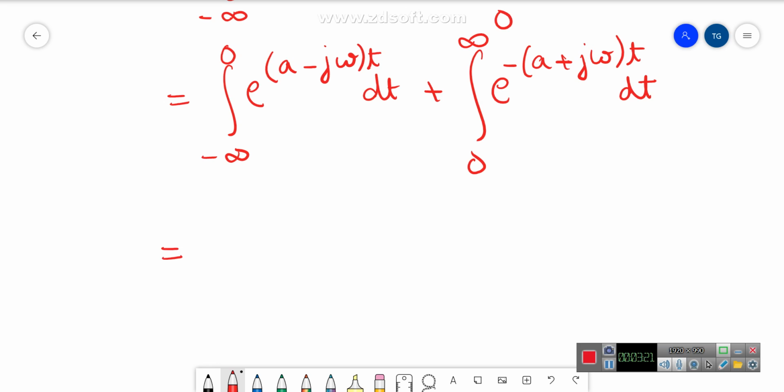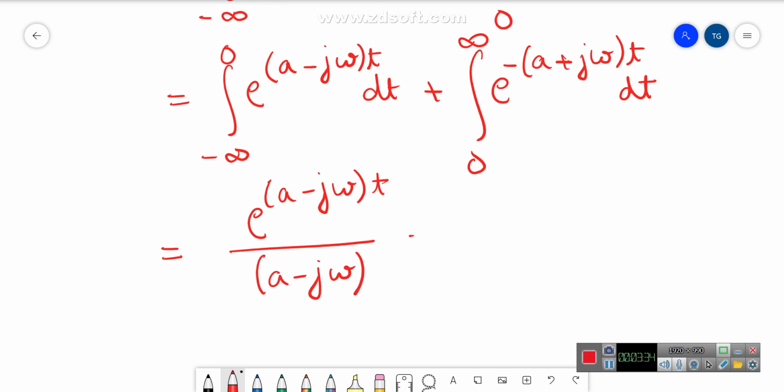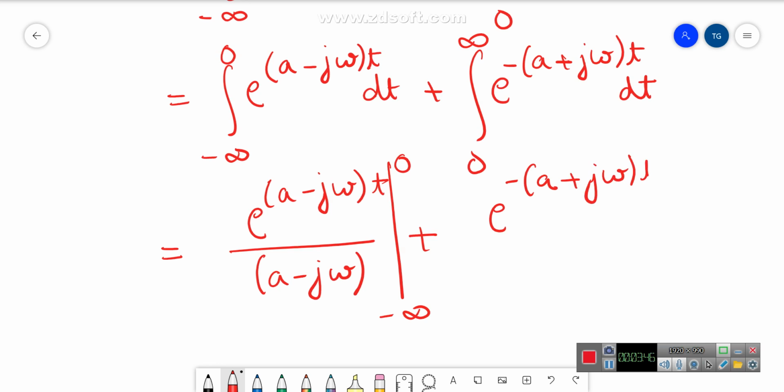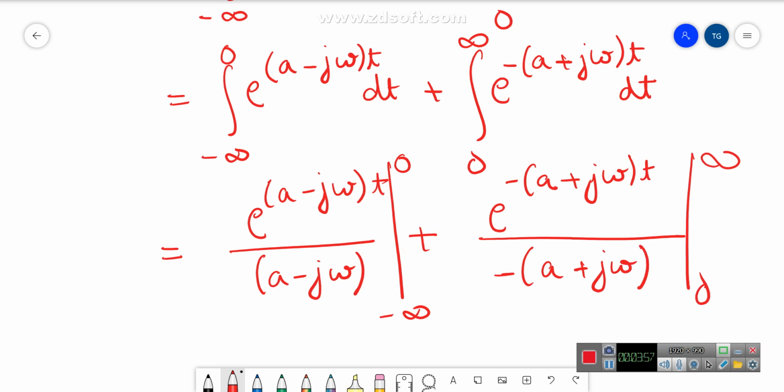So now solving the integration, what will we get? e to the power a minus j omega t upon whatever the constant value is, we have to write it here, and here it will be plus e to the power minus a plus j omega t upon minus a plus j omega, with the limits minus infinity to 0 for the first term and 0 to infinity for the second.